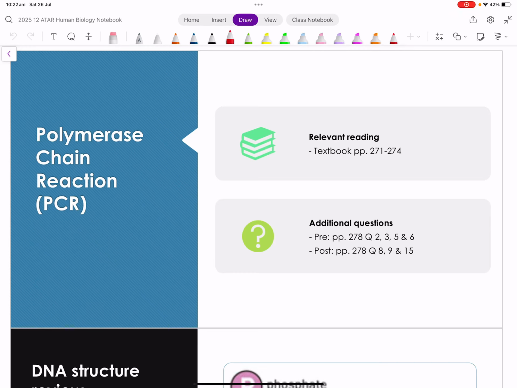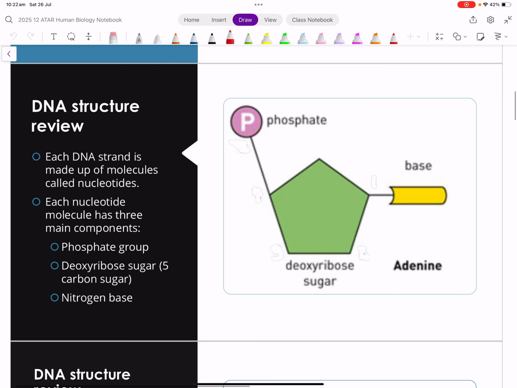In this lesson, we're going to look at one of the key ways of amplifying DNA samples. Before we can get into how we amplify the samples, we need to review what DNA itself is. To throw back to Year 11, we know that every DNA strand is made up of a whole bunch of molecules known as nucleotides.